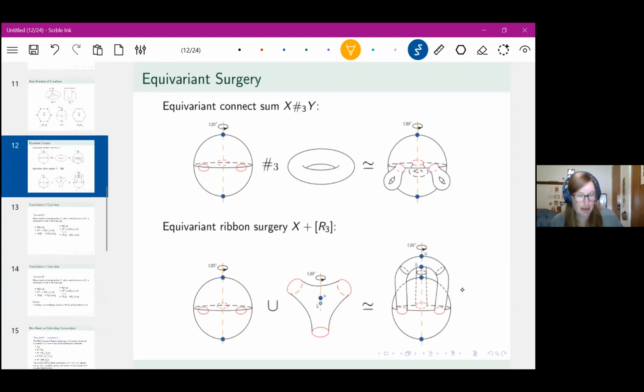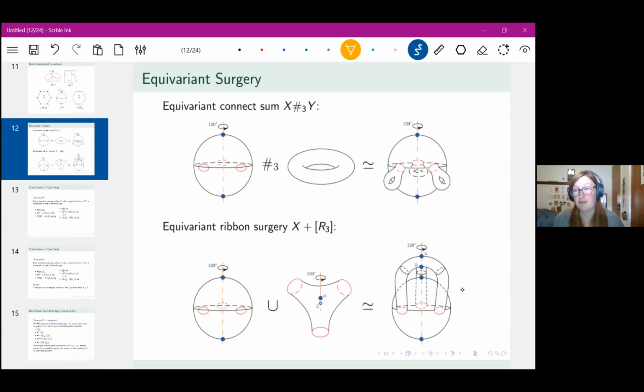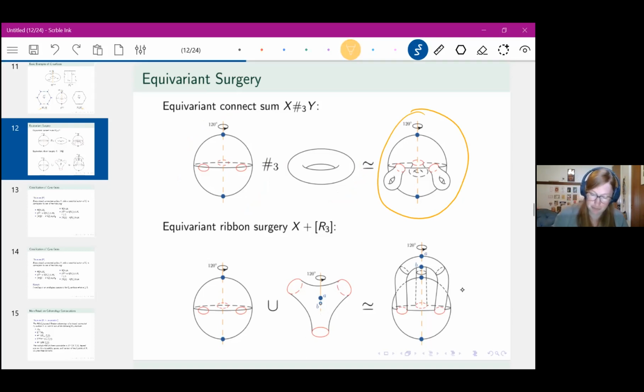So there's only 2 surgery methods I actually need to understand my classification. So I'm going to describe them here. So the equivariant connect sum starts with some C3 surface X. I remove 3 conjugate disks from X, giving me 3 boundary components. And to each of these, I'm going to attach some non-equivariant surface with a disk removed, and I can define a new C3 surface by saying that under the action of C3, each of these copies of, in this example, the torus minus the disk, they all map to each other under the action.